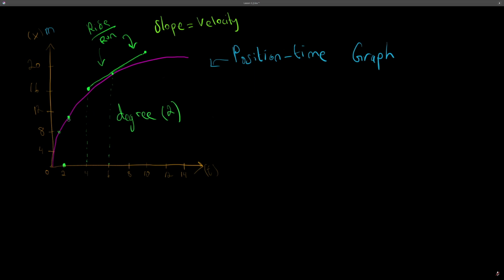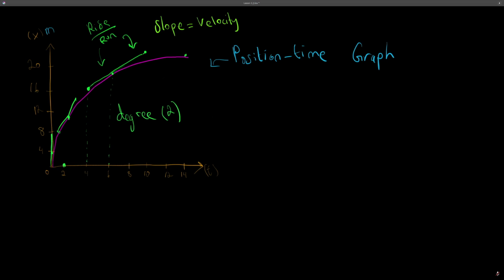Now, let's look at this right here. At this point over here, if we draw another tangent line, we can see that the line is more horizontal. So, more vertical means it's closer to looking like a y-axis line than an x-axis line. And the more vertical you get, the faster the object is moving.